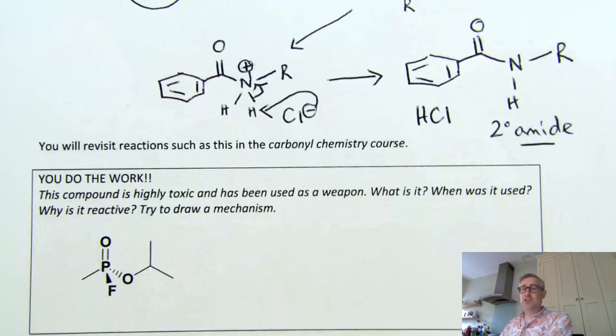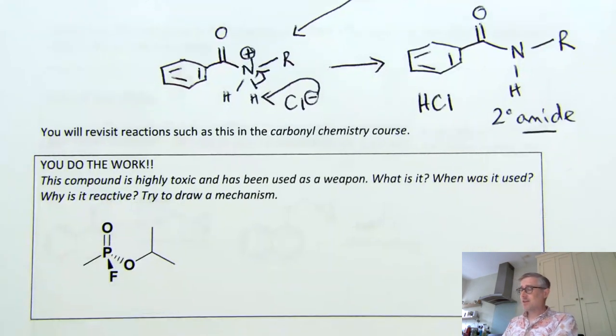Now, there's a "you do the work" section here that's quite intriguing. This is a highly toxic compound that's been used as a weapon. See if you can find out what it is. See if you can find out when it's been used. See if you can work out why it is reactive and try to draw a mechanism for that process. You will see some similarities to what we've just been talking about, but you will see some differences as well. But curly arrows are your friend, and they should allow you to work out the basics of why this is such a toxic molecule.